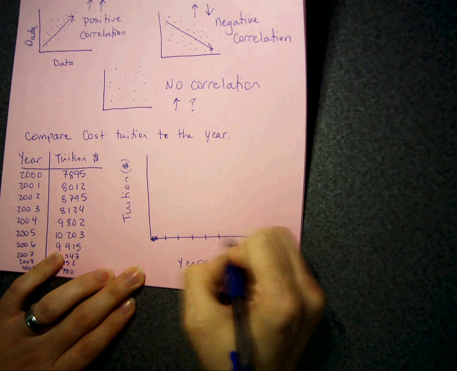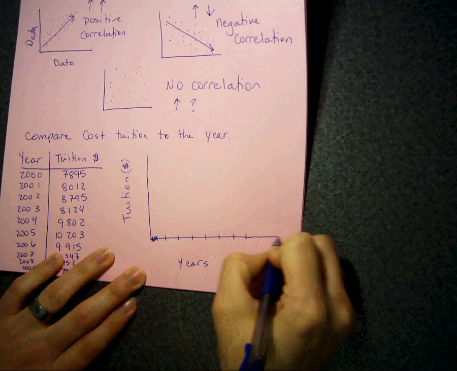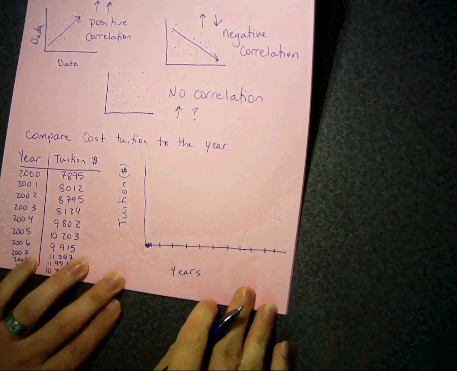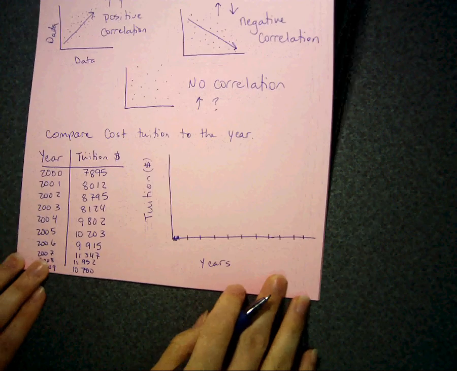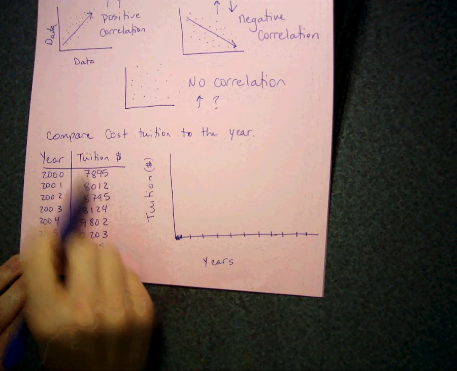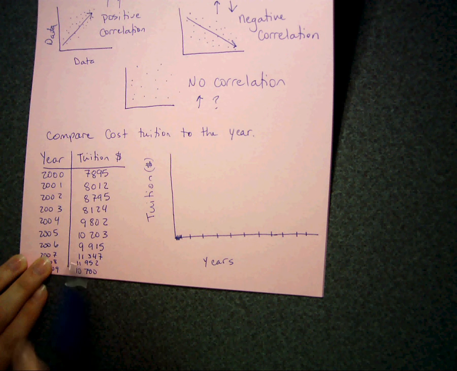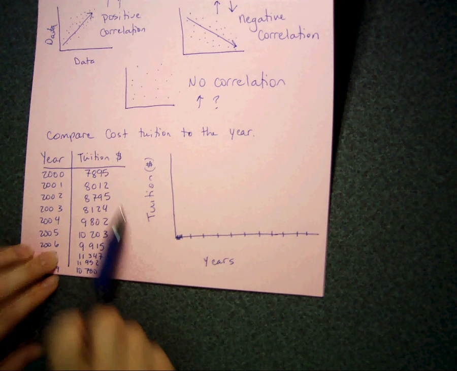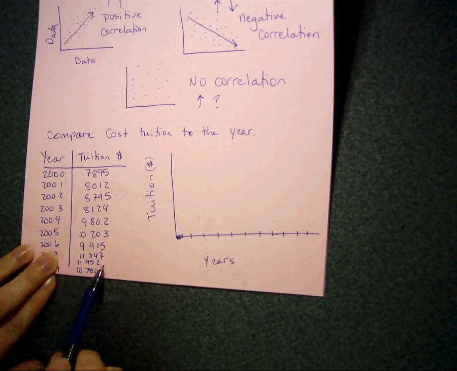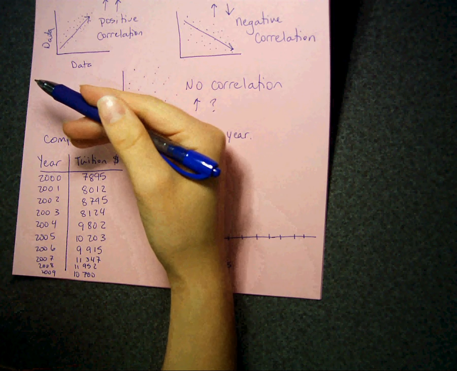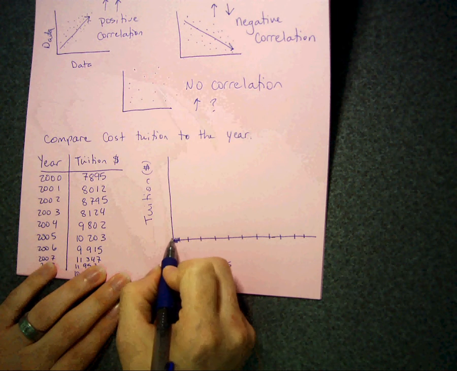And then I can do the same exact thing with my tuition. If you look at the lowest, it was 7,895, and the highest was 11,952. So really, if I had from 7,000 to 12,000, I could contain all of my data. So I don't want to start at 0. Again, I can make this little squiggly thing right here to show that I can disregard that part. And I'm going to start at 7,000, and I'm going to go in increments of 1,000.